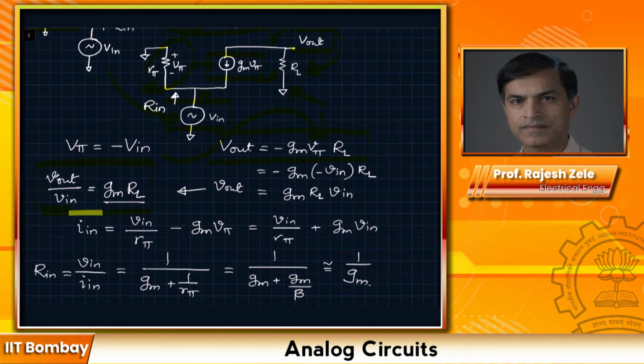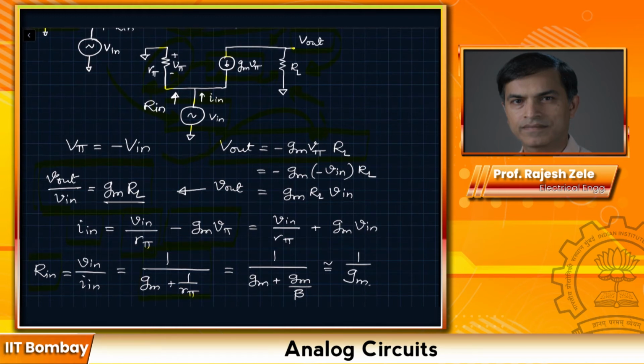If you look at the total current In at this side over here, what is the In over here? That In is going to be equal to the current which is going to flow through the Rpi resistor and the current flowing this way. So the total is going to be Vin divided by Rpi, and due to the current direction it should be minus Gm Vpi. If you solve this, you're going to get Rin is equal to Vin divided by In, which will be 1 divided by Gm plus 1 over Rpi.